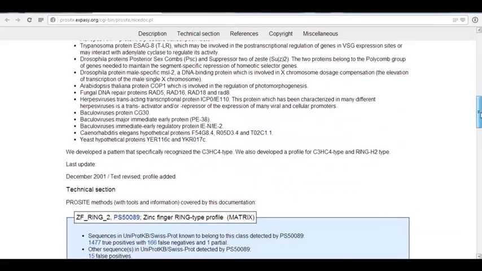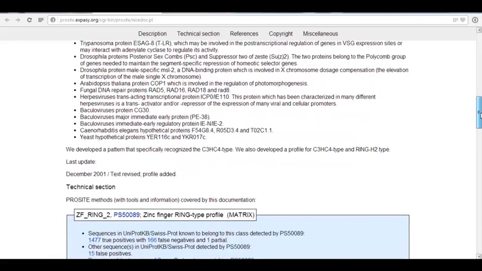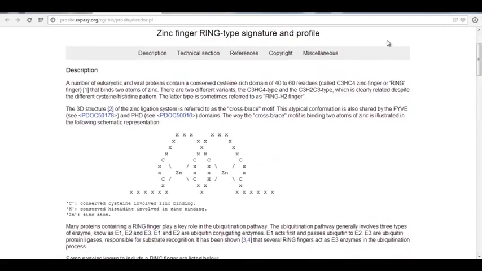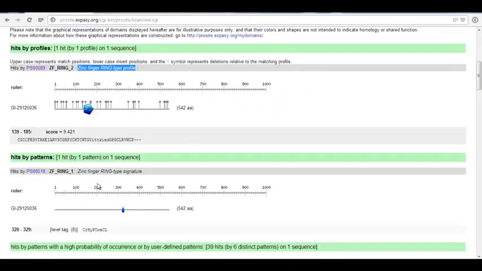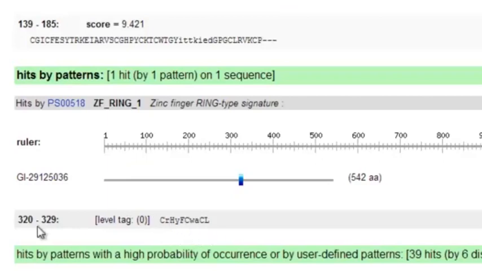So we know that if we took this sequence and searched this database, it looks like we have a zinc ring finger. And also, look back at the pattern. It also matched a pattern. We see that from position 320 to 329, remember we matched a profile from 129 to 185, and we matched a different zinc finger pattern from 320 to 329. And here are the amino acids that fit the pattern. Specifically, the capital letters are the ones that actually match the pattern.